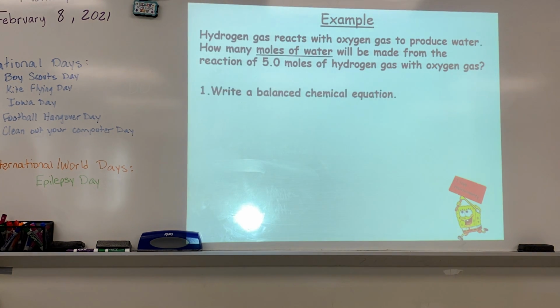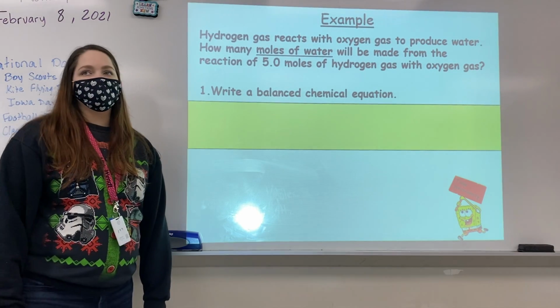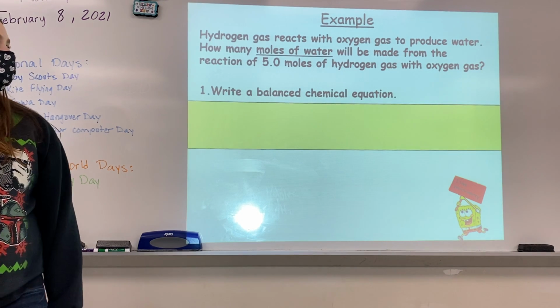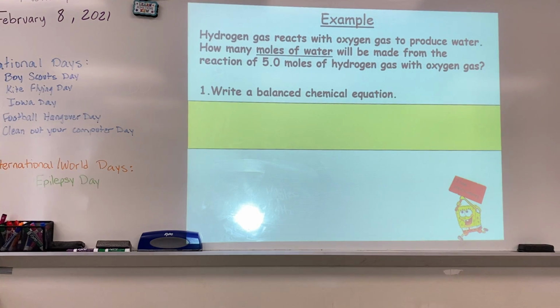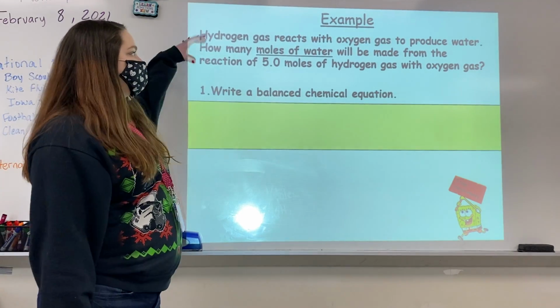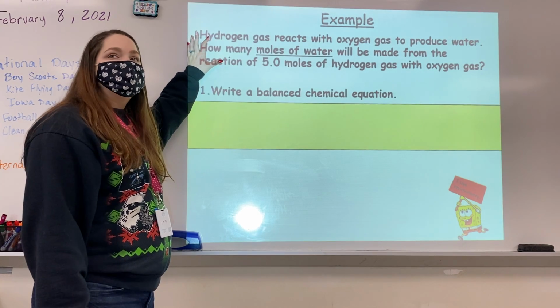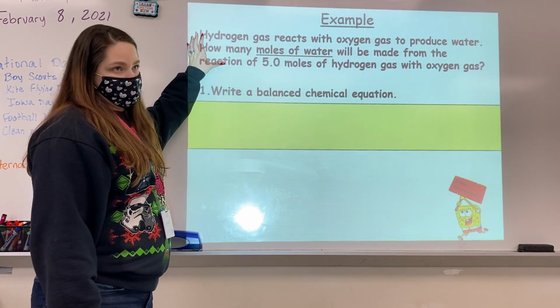So, for the first example, I have hydrogen gas reacting with oxygen gas to produce water. How many moles of water will be made from the reaction of 5 moles of hydrogen gas with oxygen gas? This is a good example of one of the easier questions that you could get for this unit.